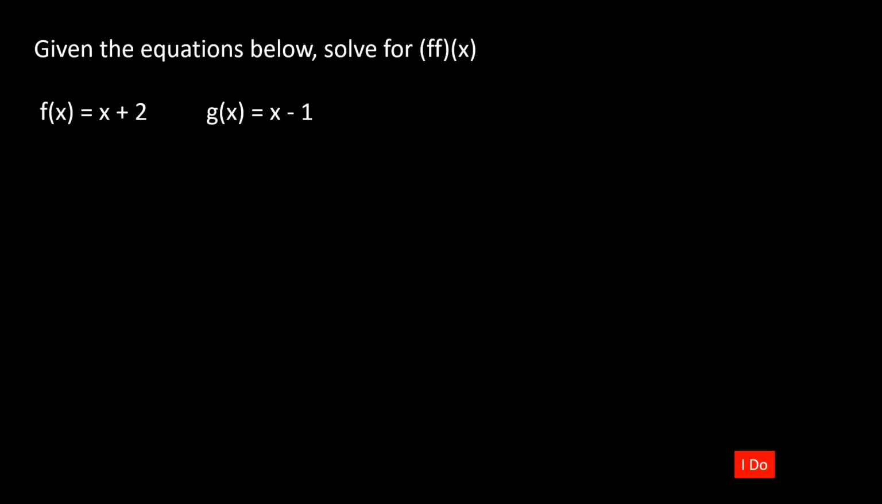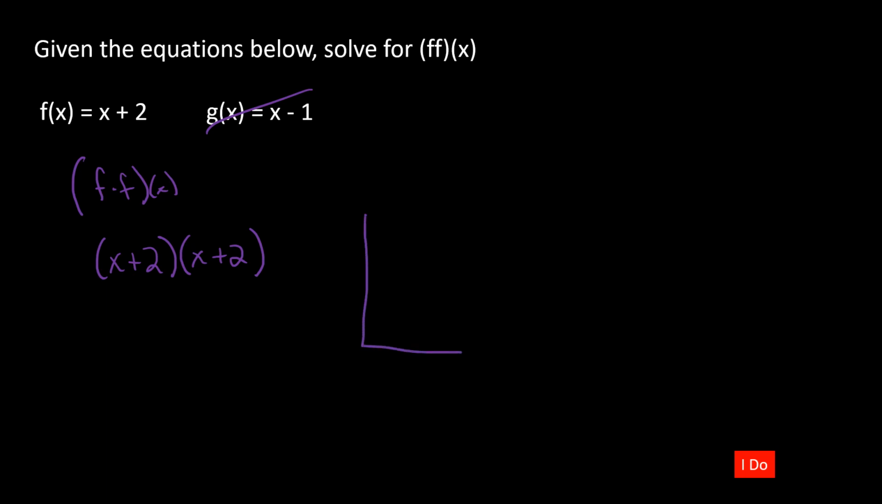All right, our next operation here says to do ff of x. Well, ff is really just f times f of x. So we don't even need this g value, because we're just multiplying f. When we do that, our first f is x plus 2 times x plus 2. When we're multiplying binomials, you'll remember from Algebra 1, we set up our box method. Okay, so we'd have x plus 2 times x plus 2.